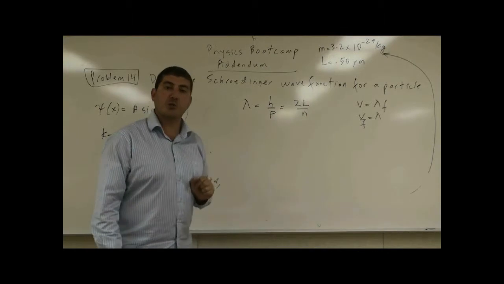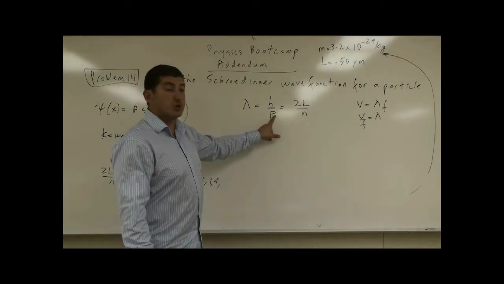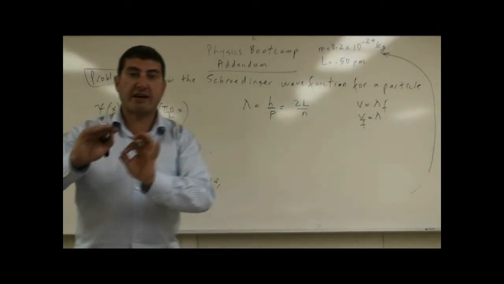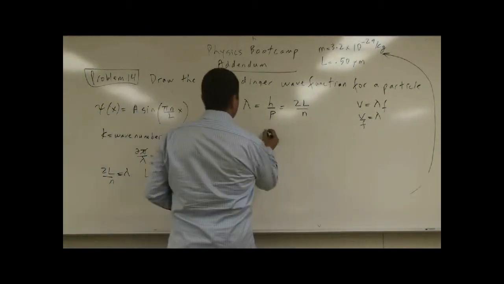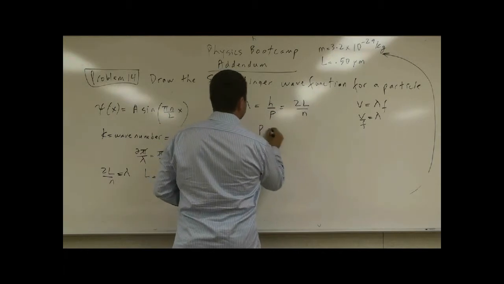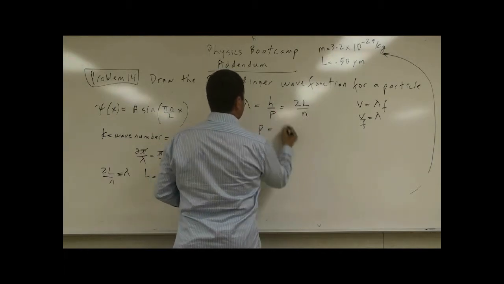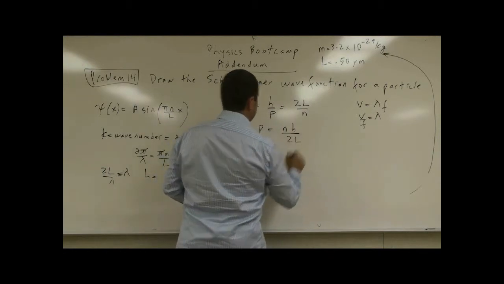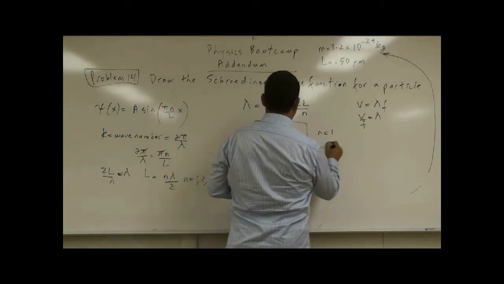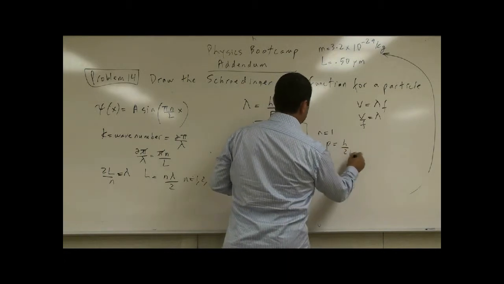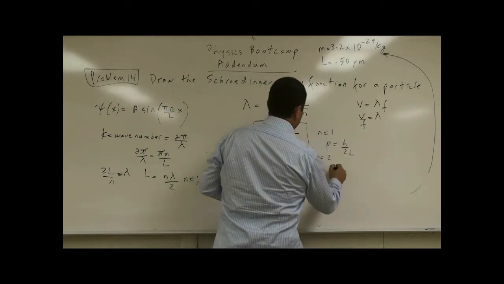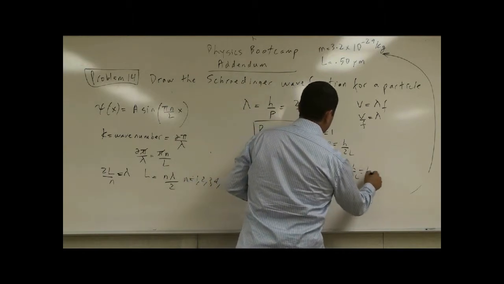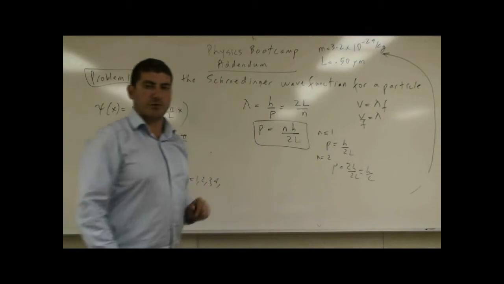Let's get an equation for the restricted momentum that this particle can have. It can only have restricted momentum. So cross multiply, we have p is equal to what? This one goes over here, this one goes over here. nh divided by, and then the 2L goes down here. In the n equals 1 state, its momentum is equal to h over 2L. In the n equals 2 state, the momentum is equal to 2h over 2L, which is h over L, and then so on and so forth, right?